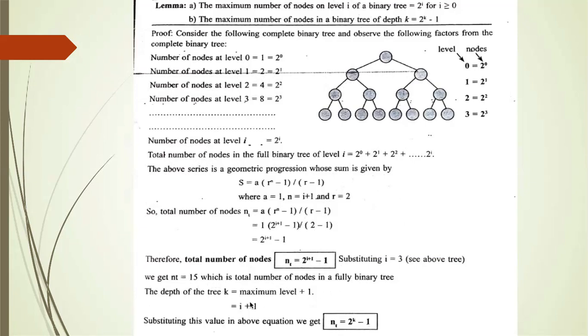The depth is measured by maximum level plus 1. The level is 3, and 3 plus 1, that is I plus 1, right? So substituting the value in the above equation, we get I plus 1 to be k. So 2 power k minus 1, hence proved.